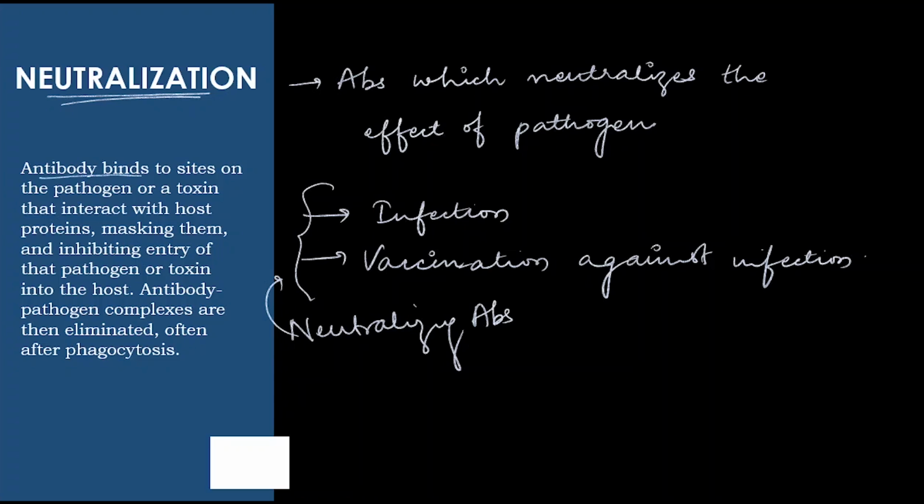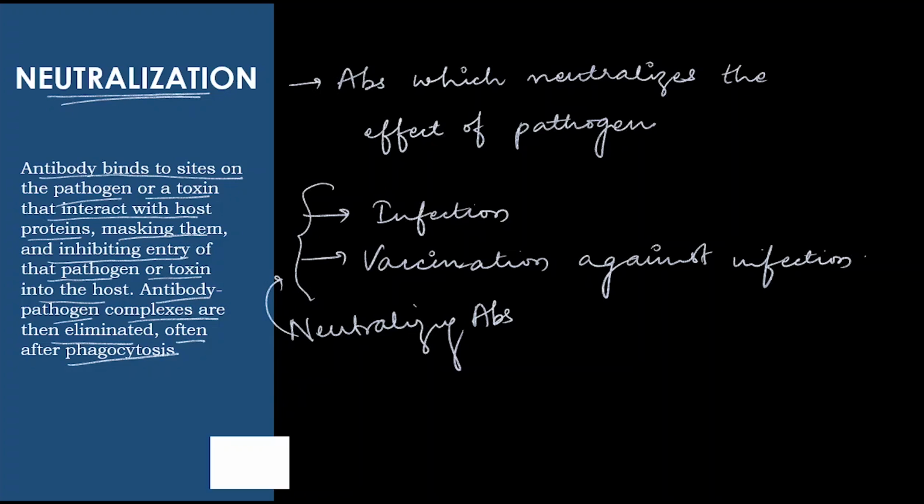So let us get a brief about neutralization. The antibody binds to sites on the pathogen or toxin that interact with the host protein. They bind with any kind of pathogen or toxin, mask them, and inhibit the entry of that pathogen or toxin into the host. Antibody-pathogen complexes are then eliminated, often after phagocytosis.